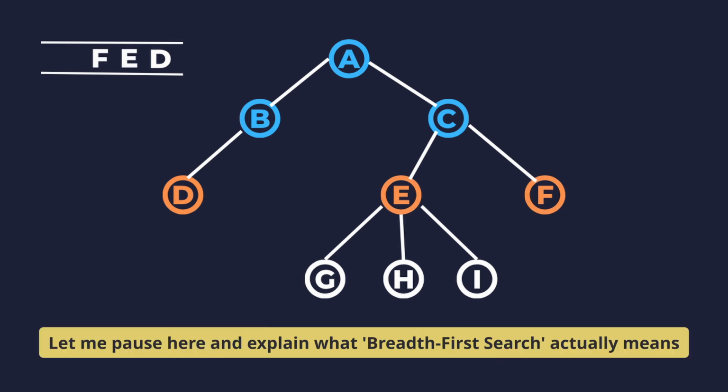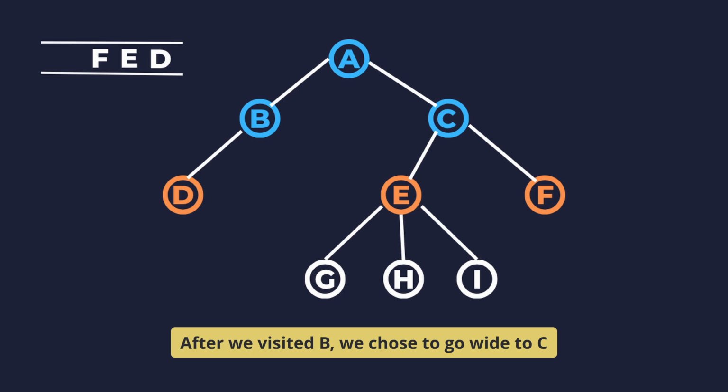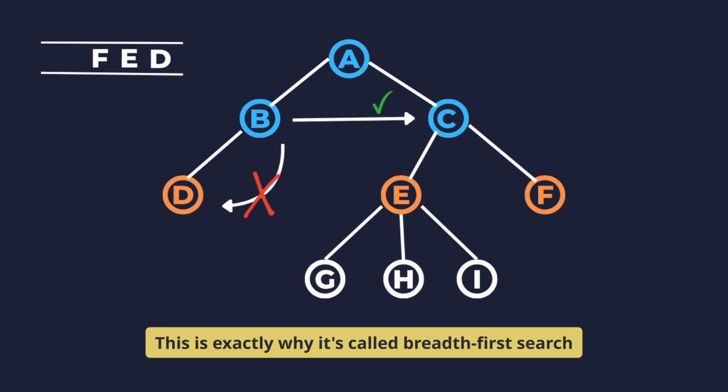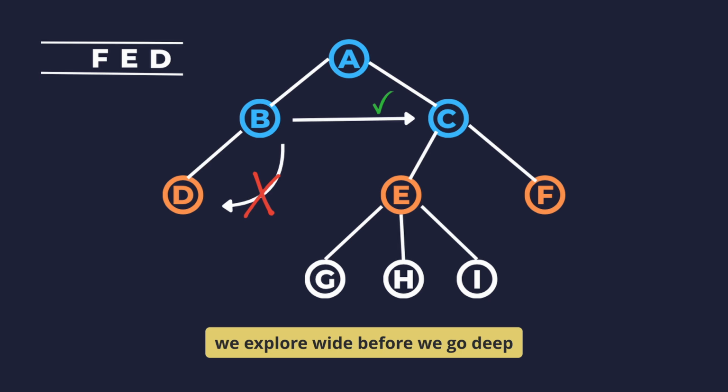Let me pause here and explain what breadth first search actually means. After we visited B, we chose to go wide to C rather than going deeper from B. This is exactly why it's called breadth first search. We explore wide before we go deep.